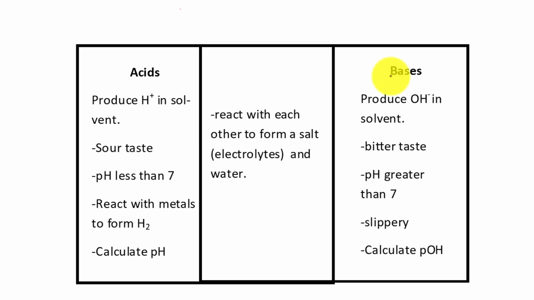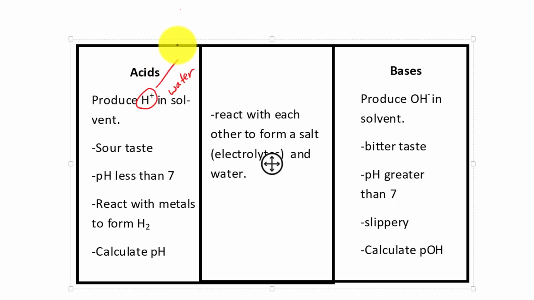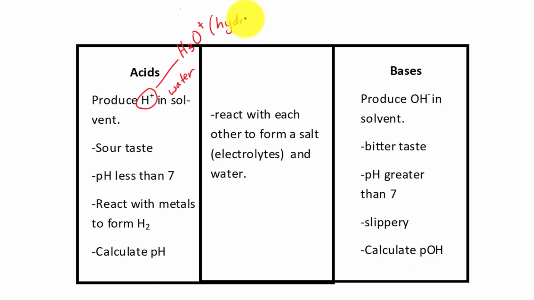First of all, I have the Venn diagram that describes the unique characteristics of acids and bases. For acids, they always produce this H plus in a solvent, specifically a water solvent in most cases, okay? Now, sometimes they don't write H plus, they would write H3O plus. So this H plus has reacted with water to make the H3O plus, and we have a name for this H3O plus. It is hydronium.